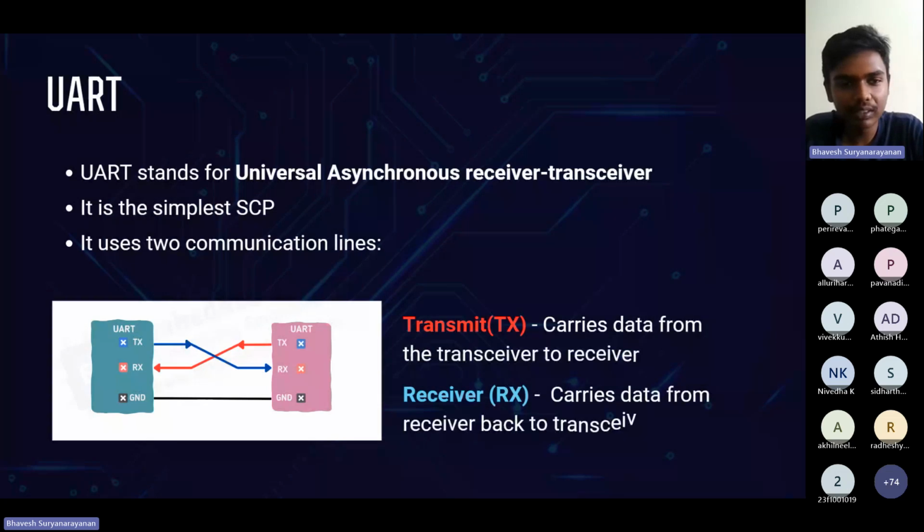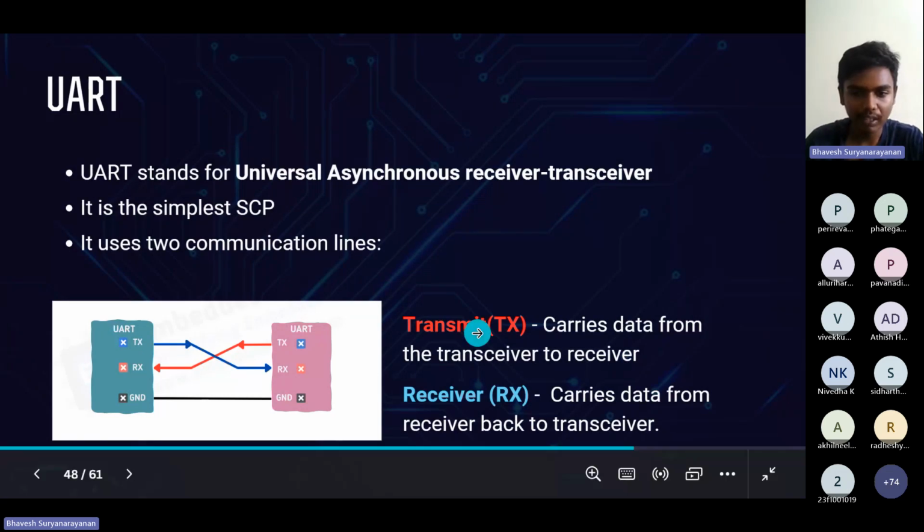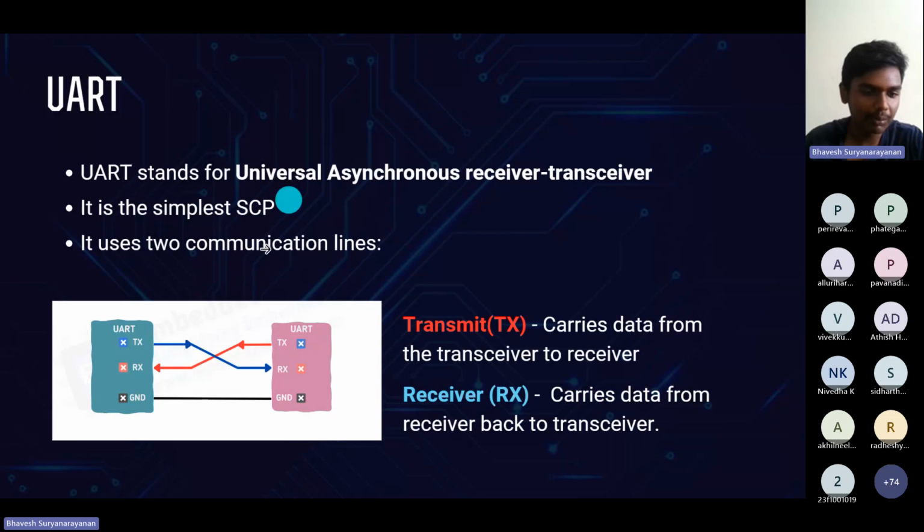So UART is a simpler form of serial communication protocol. It stands for Universal Asynchronous Receiver and Transmitter. As it says, it's asynchronous, meaning it doesn't have a clock, it's not controlled by a clock. It has two lines, transmit or TX and receive or RX. So this connection is basically very simple.